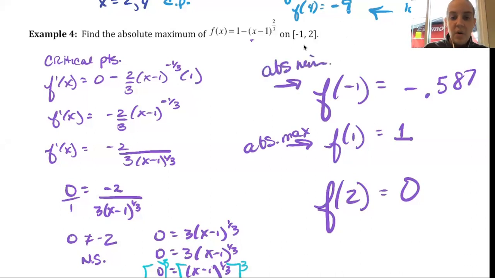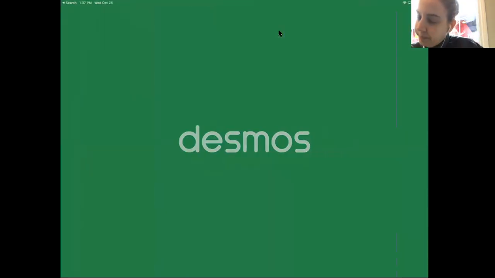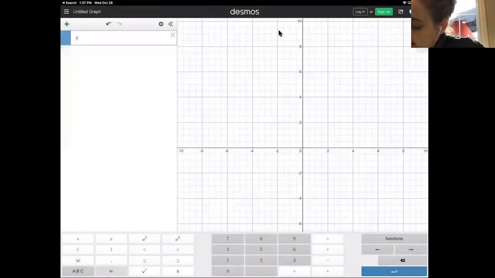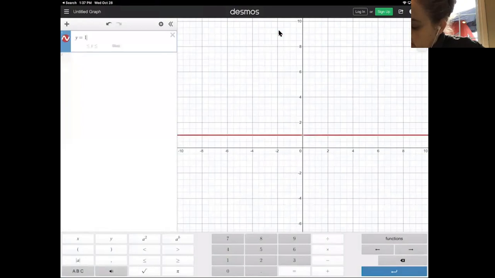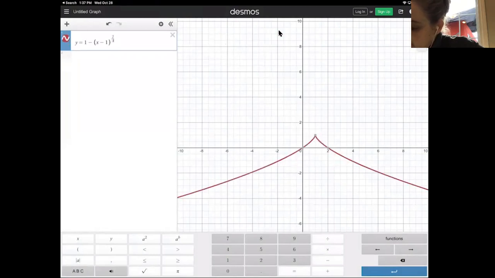Okay. So before we leave, I want to see what this looks like. Y equals 1 minus x minus 1 to the 2/3. Hopefully I don't forget what it is. There we go. So when you look at this, what's going on at 1?